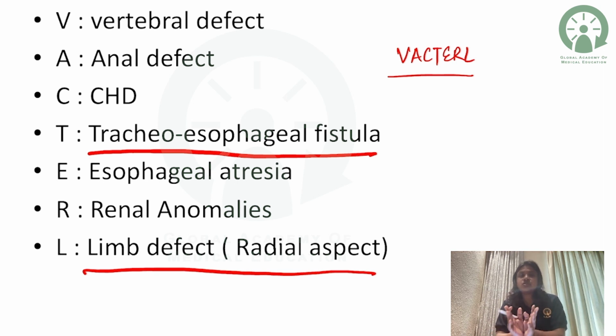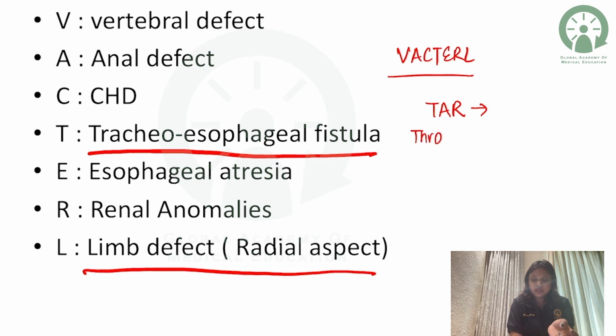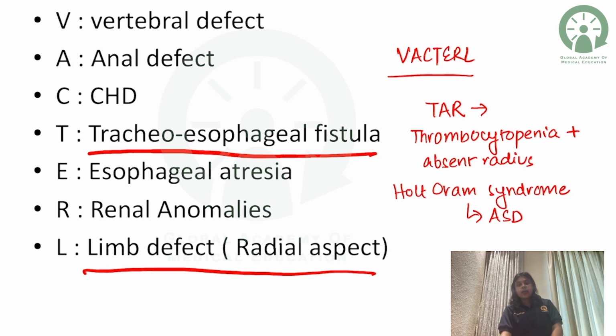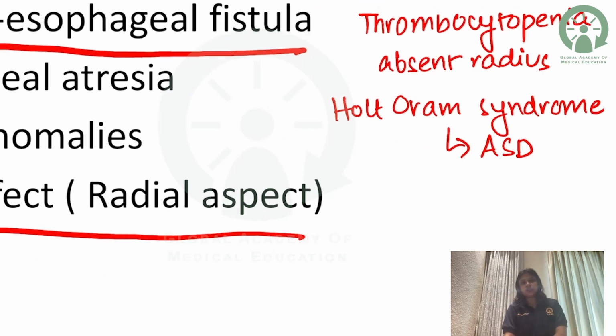And in other conditions where we get limb defects, you can remember the TAR syndrome. What is TAR syndrome? Again, much repeated. This is thrombocytopenia plus absent radius. Okay, and next we need to remember the Holt-Oram syndrome, where you can also have some limb defects, and it is associated with atrial septal defect. And you need to remember one bone marrow failure syndrome, that is Fanconi anemia.